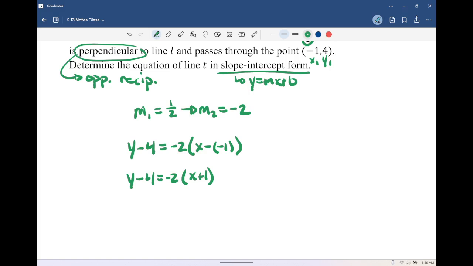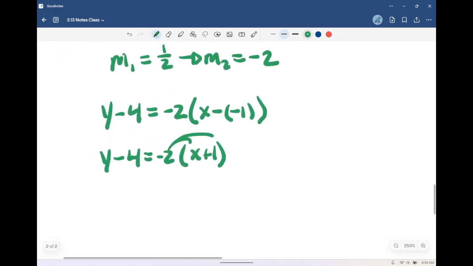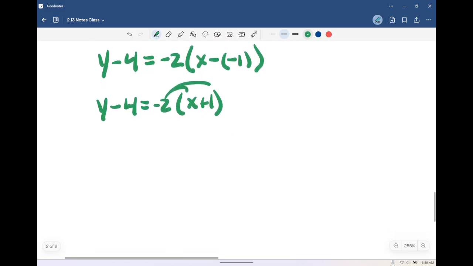Awesome. Am I done? No. Raise your hand. What do I have to do now? What do I actually have to do with this now? Distribute. I want to distribute because I need this in what form again, Gabby? Slope intercept. Yep. Y minus 4 is equal to -2 times x plus 1. So, distribute in the 2. And I'll zoom in. And so y minus 4 is equal to -2x.